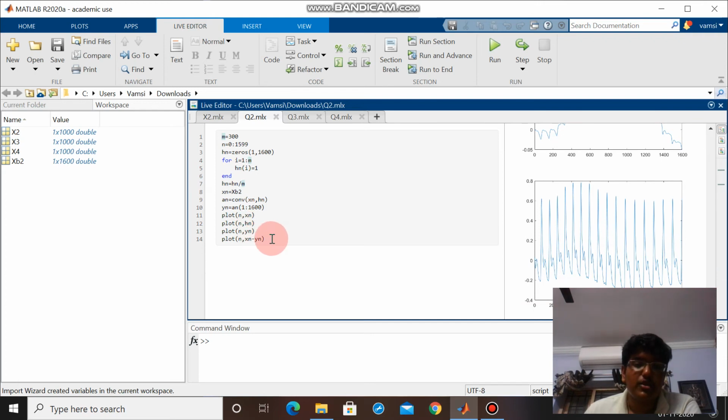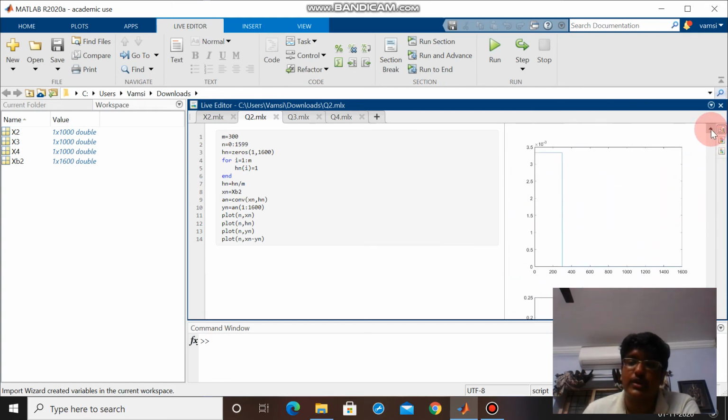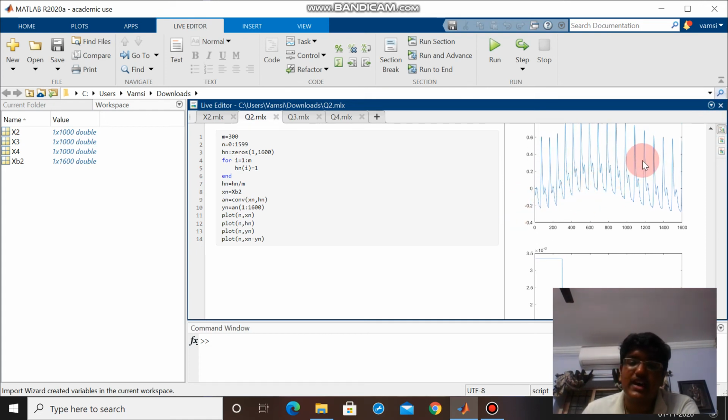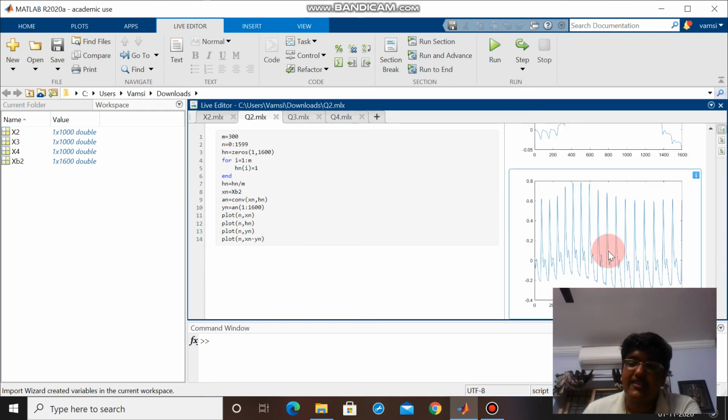Once I have plotted n comma xn minus yn, if you zoom in, this will be a lot smoother than the original one. If we observe carefully, the high frequencies are being restricted and only the low frequency values are being passed, so that the graph is becoming a lot smoother than the original one. So this is a low pass filter.